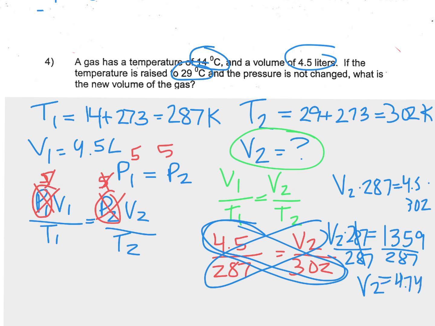4.74, but the question is what? If I tell you to go to the store, hey, pick me up 4, you'll say 4 of what, right? We have to label things. So let's take a look at volume, what we originally had. The volume is measured in liters for V1, so it's going to be liters for V2. So that ends up being 4.74 liters.